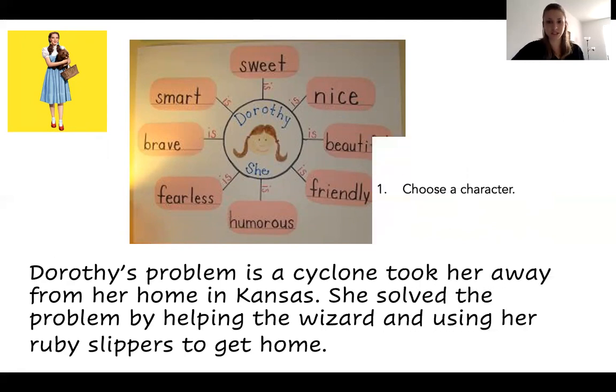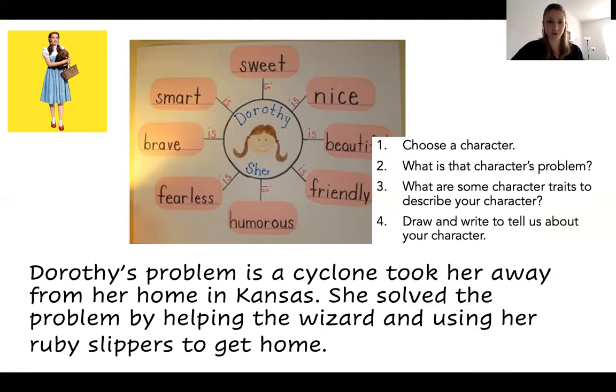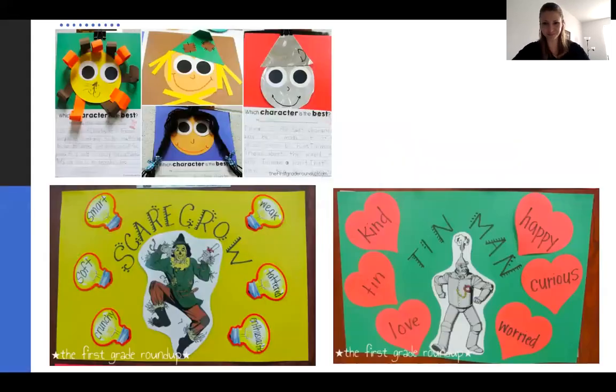So, did I do all of the requirements? I chose my character. I said her problem. I even said her solution. I gave you some character traits to describe her. And I drew a picture and wrote my sentence to tell you all about her. Say, way to go, Miss Miller. Aw, thanks, guys. Can't wait to see your work, too.